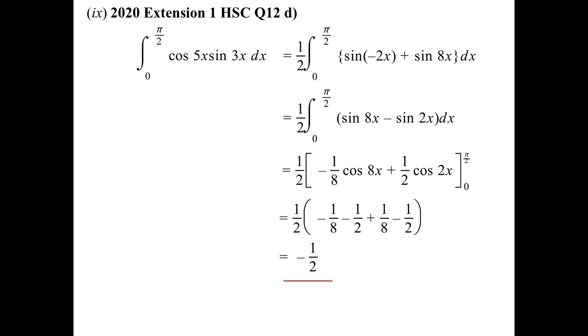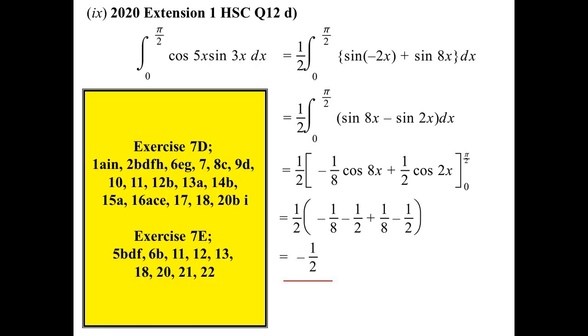Now remember, half of those formulas are on the reference sheet. I think it's this way round, isn't it? The products to sums is on the reference sheet, but the sums to products is not on the reference sheet. No. So let's add 7D and 7E.